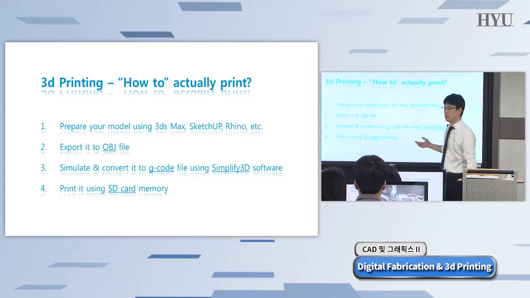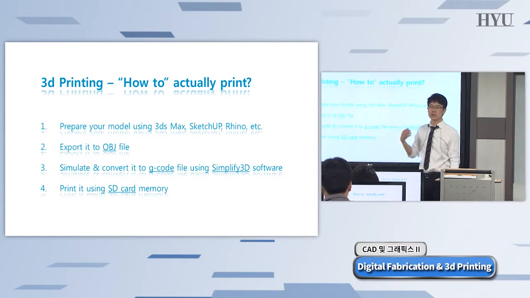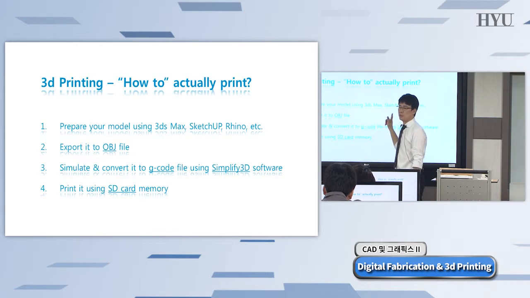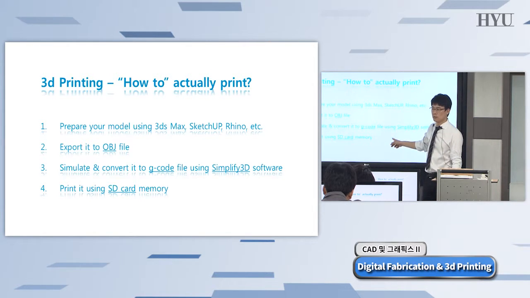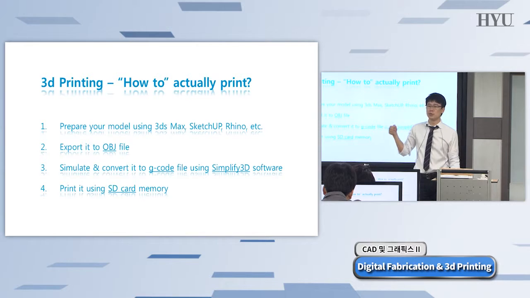G-code file defines how to move the nozzle and how to extrude the material, filament, in order to create your geometry into a real product. So how to use the actual printer? When you export the G-code file, just copy it to an SD card, plug this SD card into the 3D printer, control the navigator and simply print it.